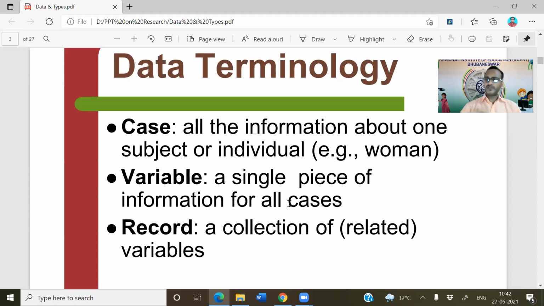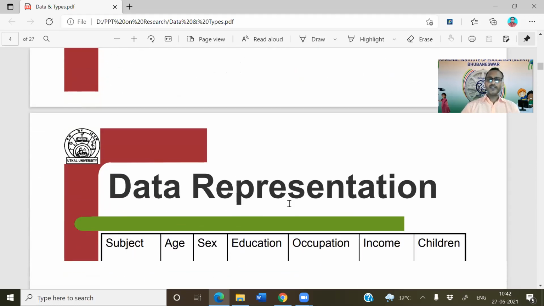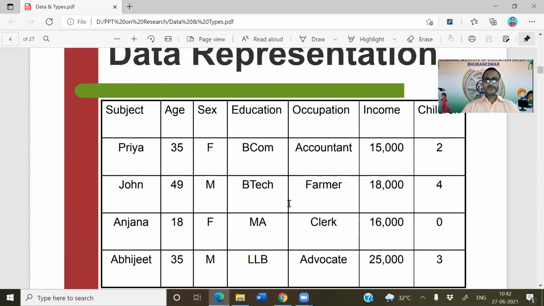Then another term is record. A collection of related variables is a record. So when you collect information about 20 individuals, 20 cases, that is a record. In a record you will find all cases, all variables, all the data. So let us see here. In this table, if you can see, this is a record. Here cases are there. Here variables are there. Here data is also there.